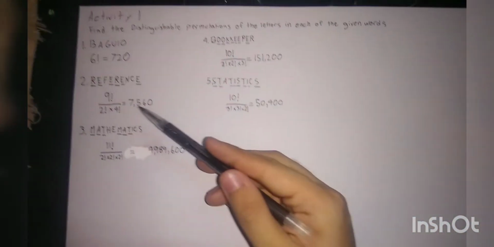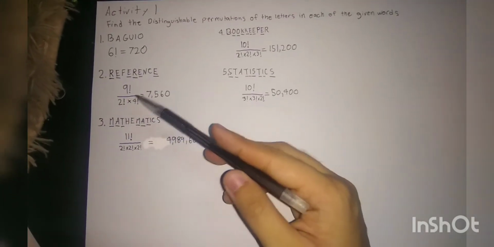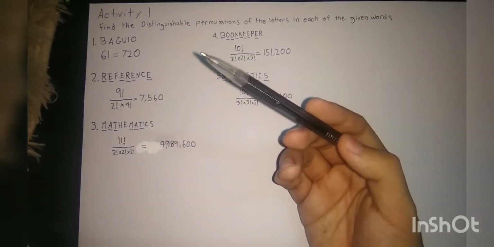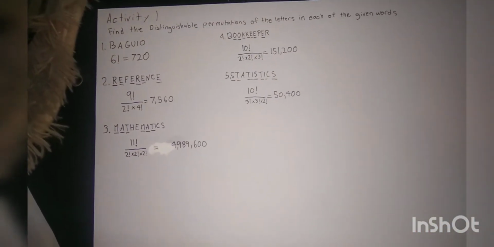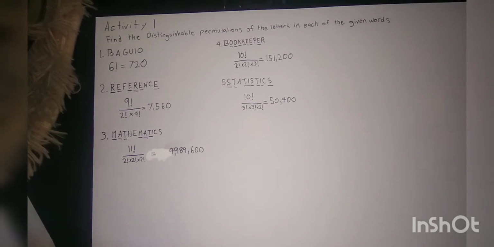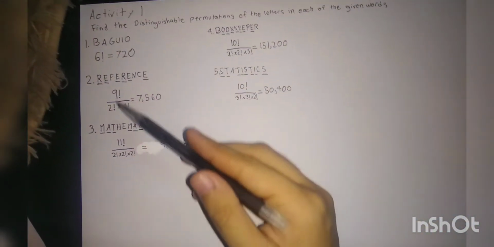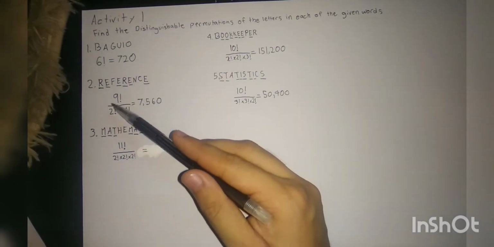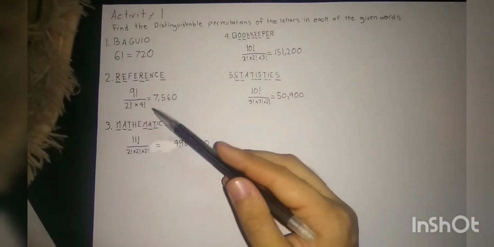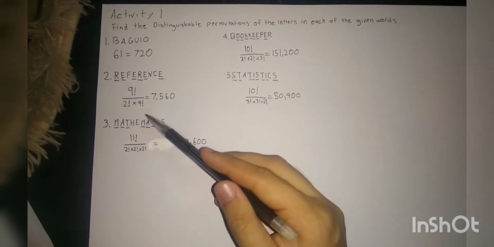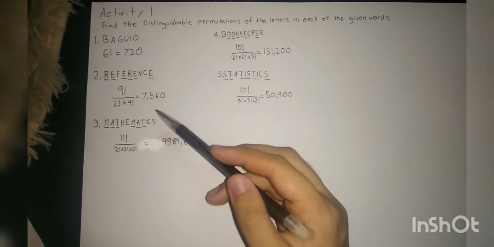So for number 2, the word is reference. And as you can see here, there are a number of repeating letters. So the way to solve this is by dividing the permutations of the number of letters by the product of the number of ways you can arrange the repeating letters. So there are 2 R's and then 4 E's. So 9 factorial over 2 factorial times 4 factorial is equal to 7,560.